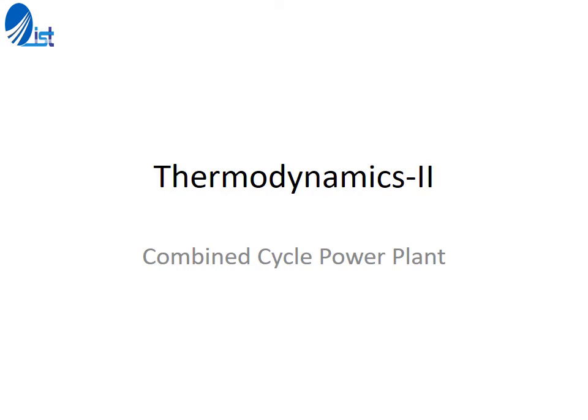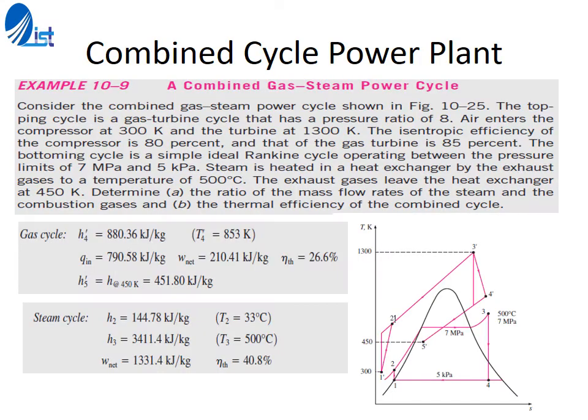In today's lecture of Thermodynamics 2, we will explain a numerical problem related to a combined cycle power plant, which is known as the vapor gas cycle. This is example 10.9 of the Cengel book, a combined gas and steam power cycle.